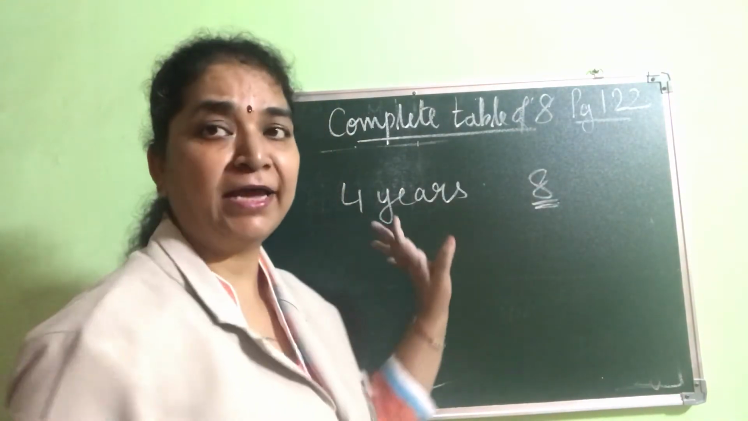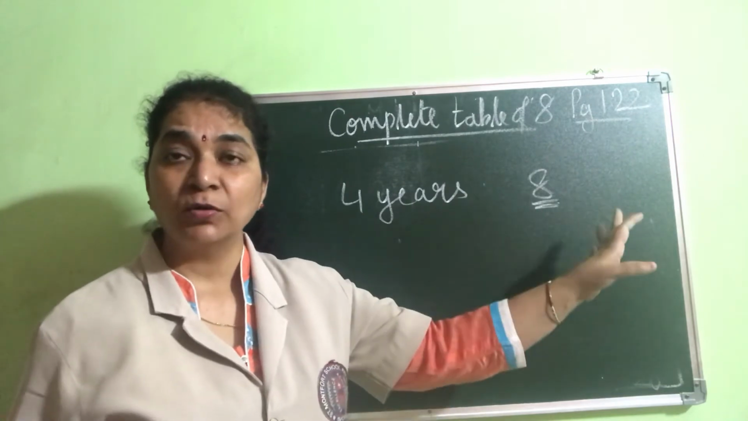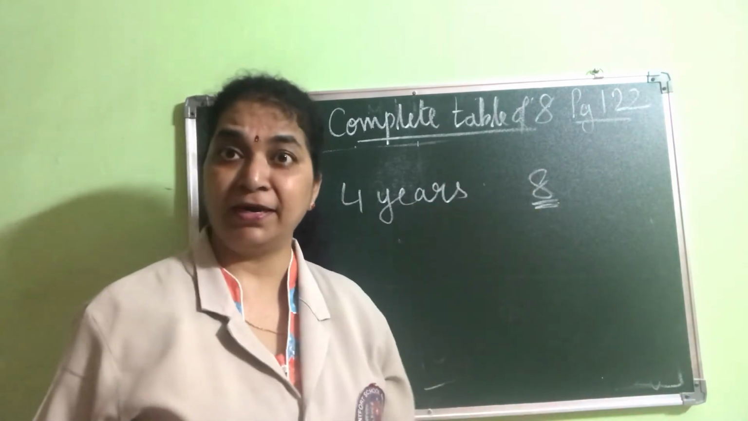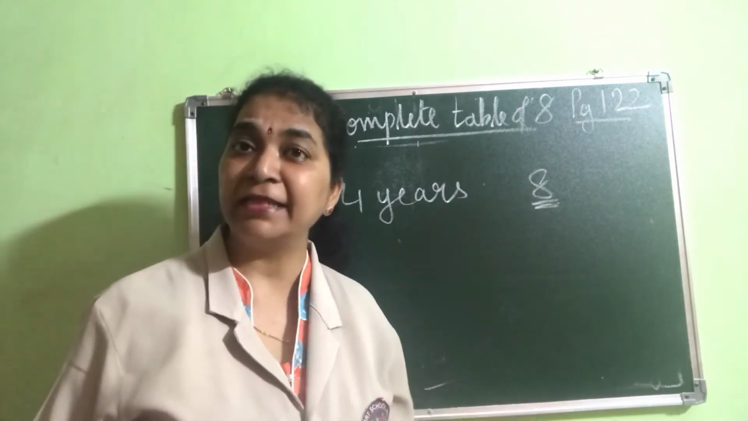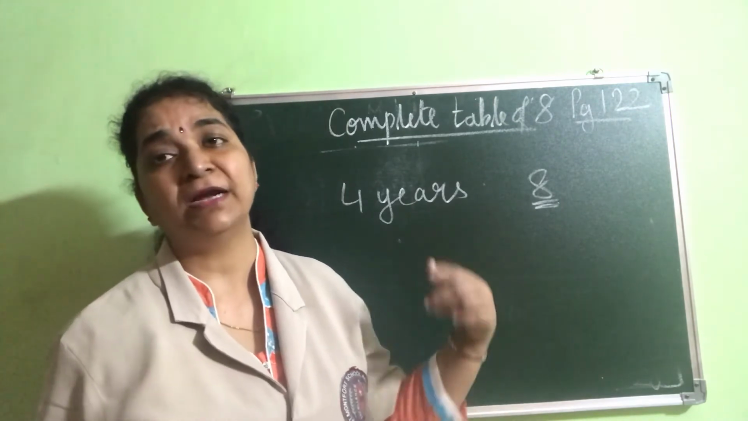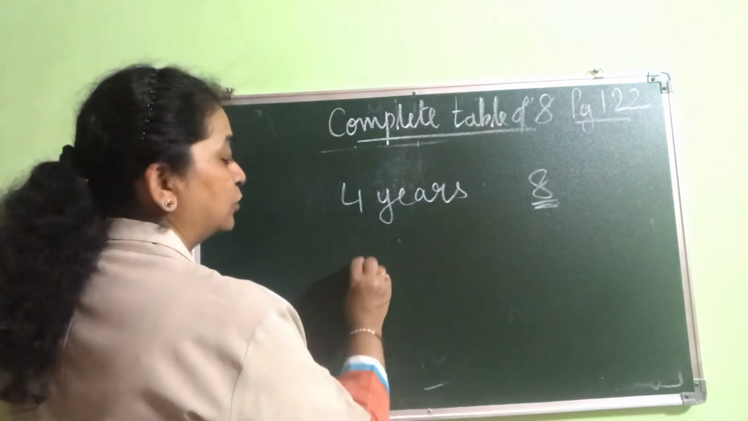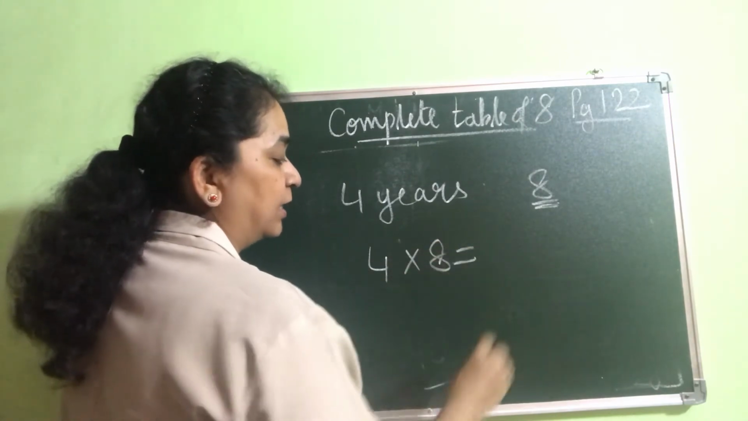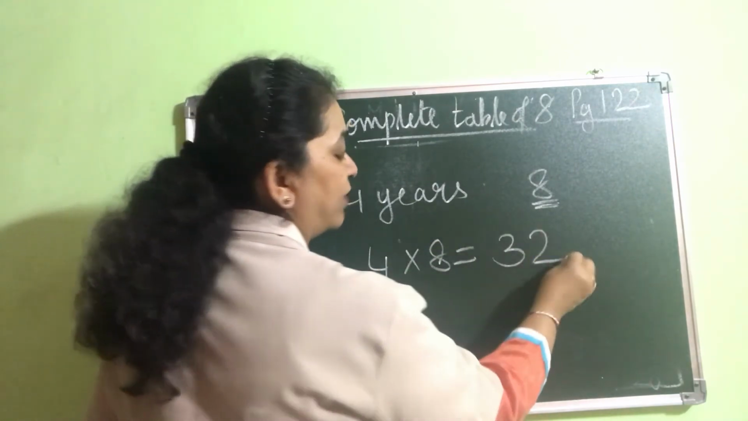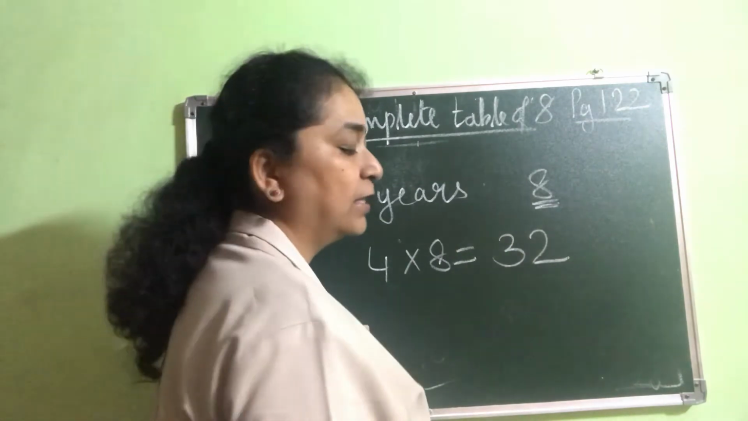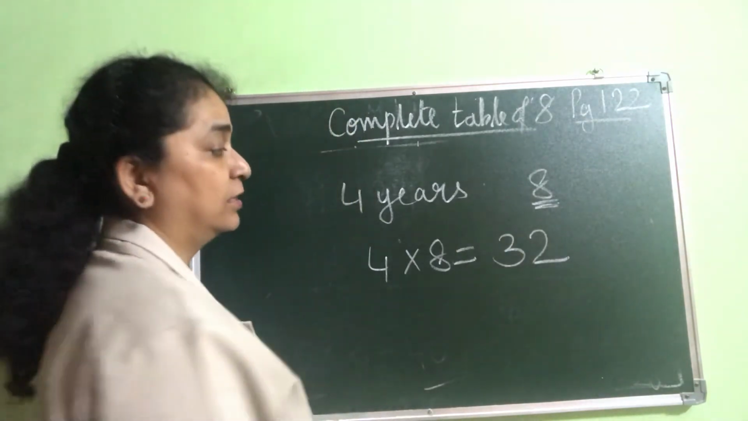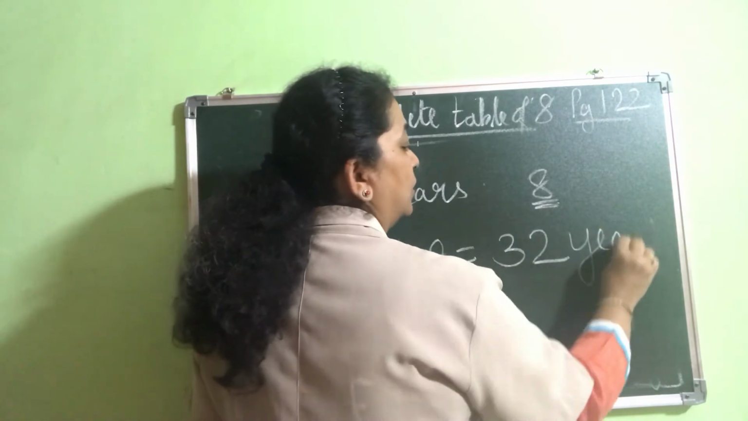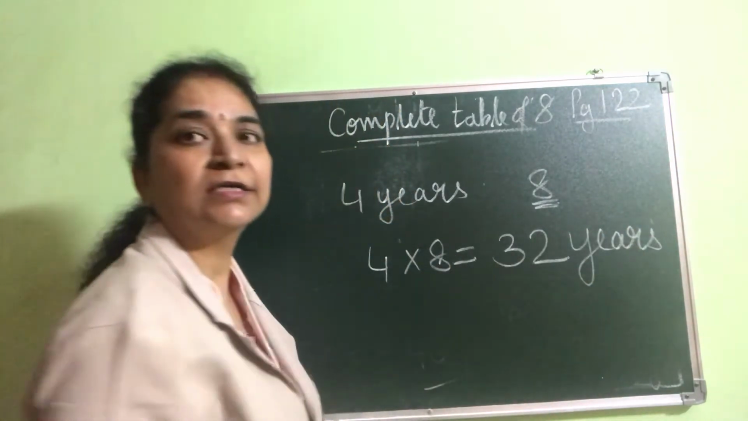8 times बड़ा है. राहुल 4 years का है. उसके पापा 8 बार बड़े हैं. That means you have to multiply that by 8. Age of father. 4 into 8, 32. That means his father is how many years old? 32 years old. His father is 32 years old.